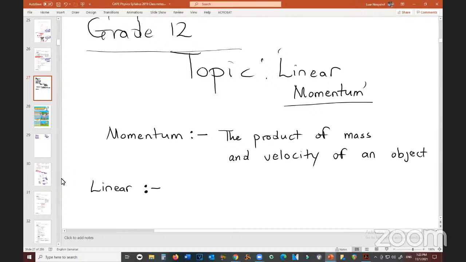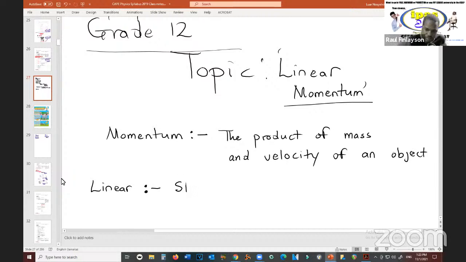Sir, linear has to do with a straight line. Okay, something like that. Linear means straight line. Very good. So linear means straight line. And so basically what we're going to say here, then, is linear momentum.